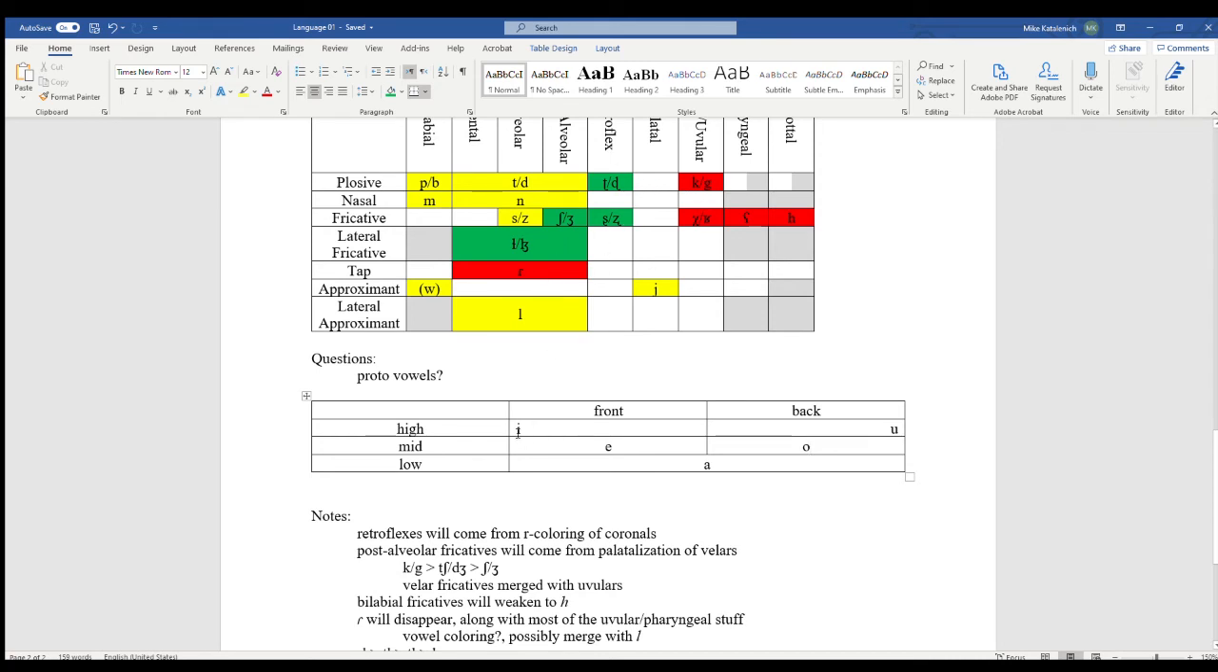Remembering our retroflexes sometimes happened when E shifted to U and dragged a consonant back with it. Would it be possible to derive retroflexes two different ways in the language? So that some retroflexes are just happening because they were R-colored, and some are happening because of vowel shift. I kind of like that.